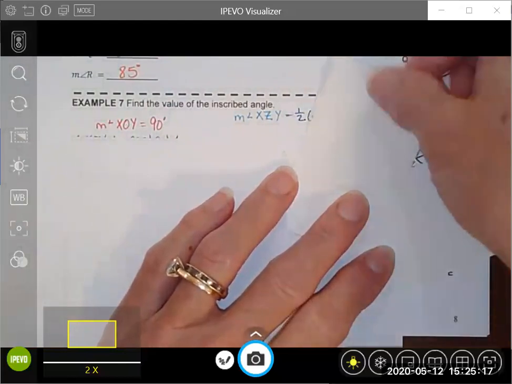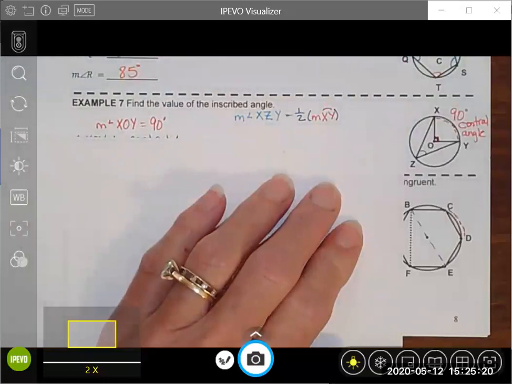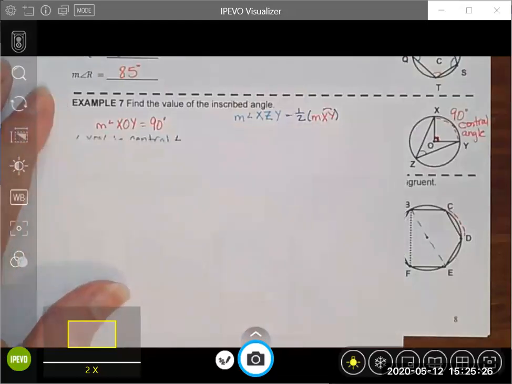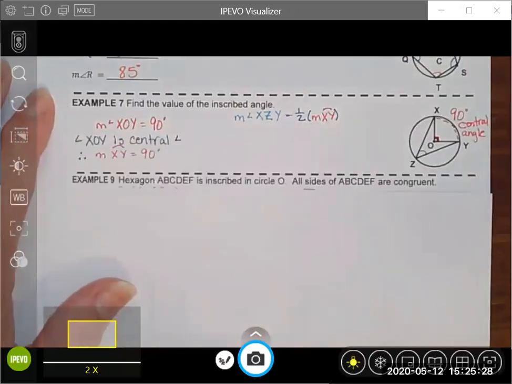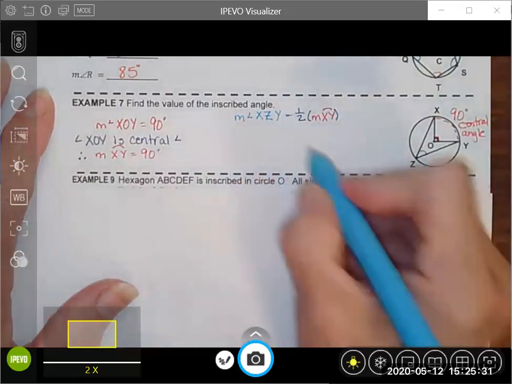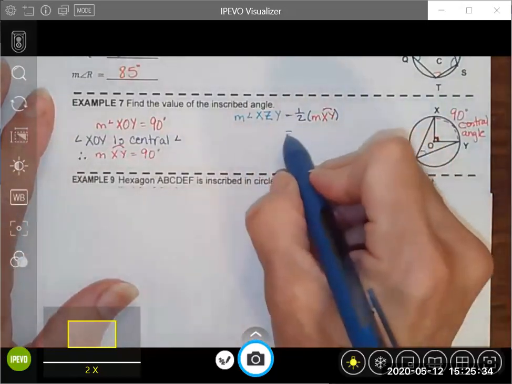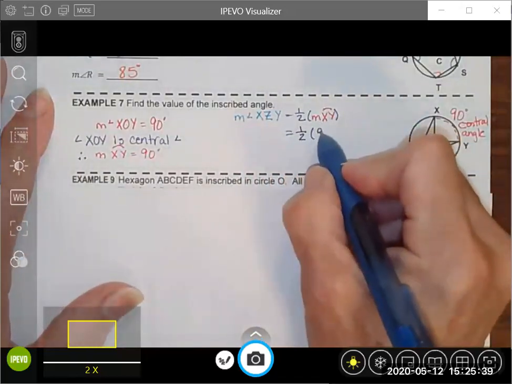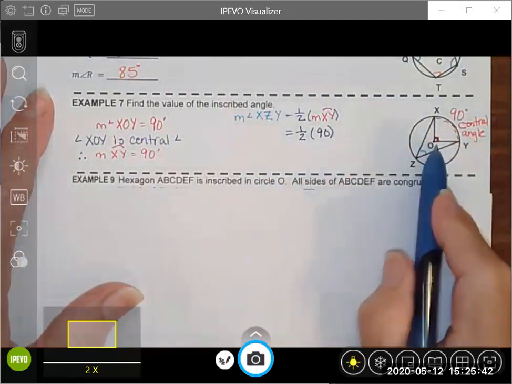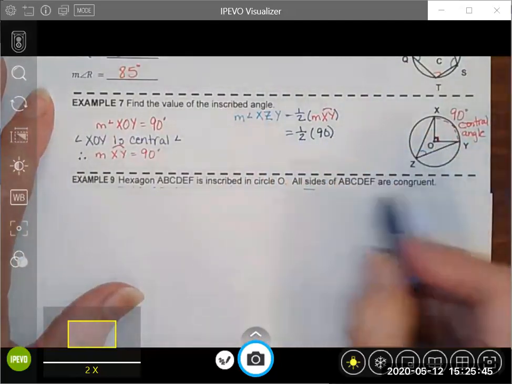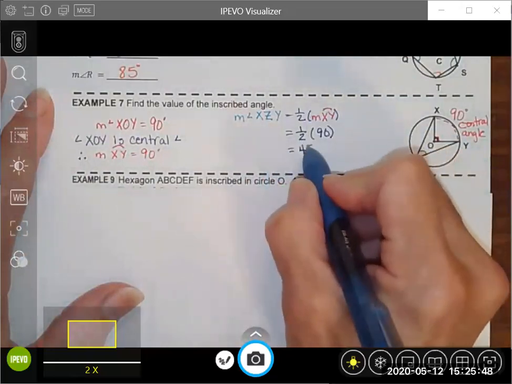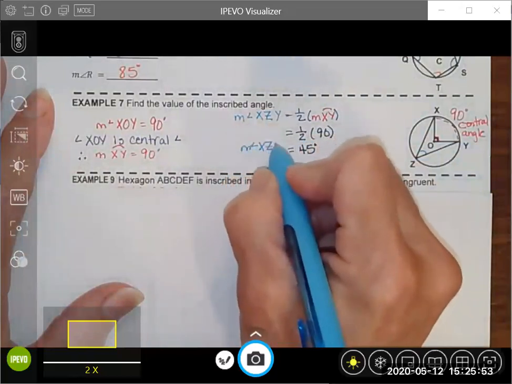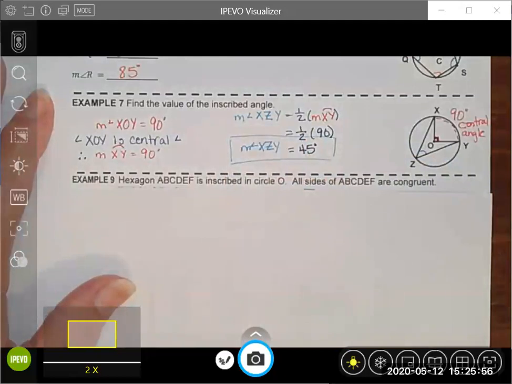And I know from one of my previous theorems that the measure of the angle is equal to half of the intercepted arc. So if I do some substitution here, I'm going to be able to find the measure of this angle. It is going to be equal to half my intercepted arc. And we know that arc is 90 degrees because it's created by a central angle, and the central angle is a right angle. So half of 90 degrees is 45 degrees. So my measure of angle XZY is 45 degrees.